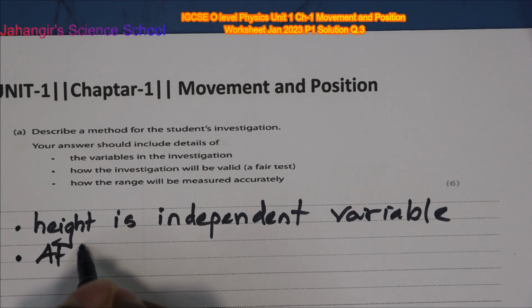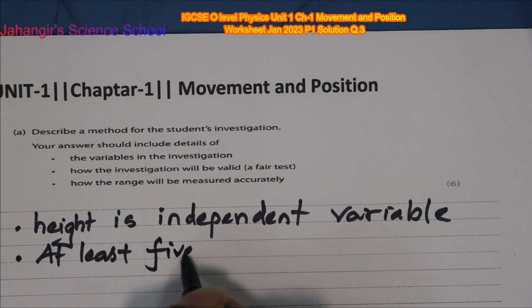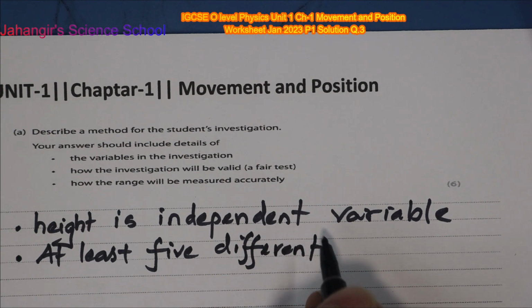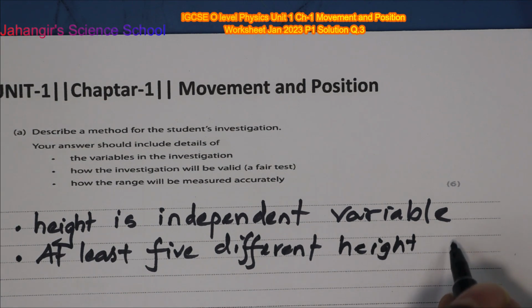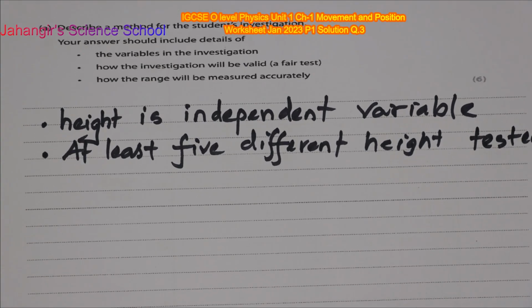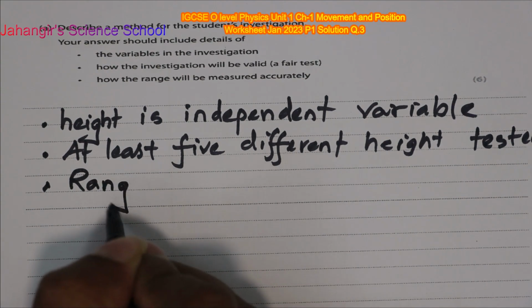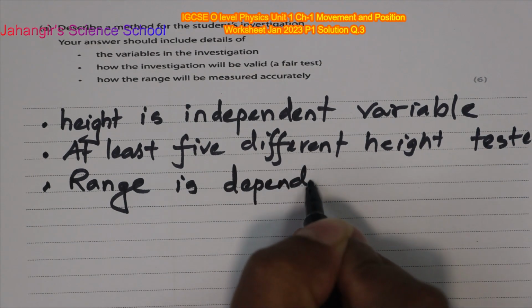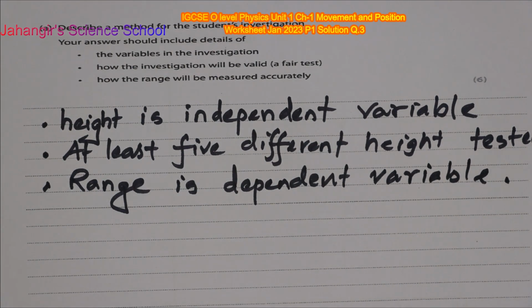Now, at least 5 different heights tested. The range is the dependent variable here. Remember, range is the dependent variable because we want to measure the range, the horizontal range.